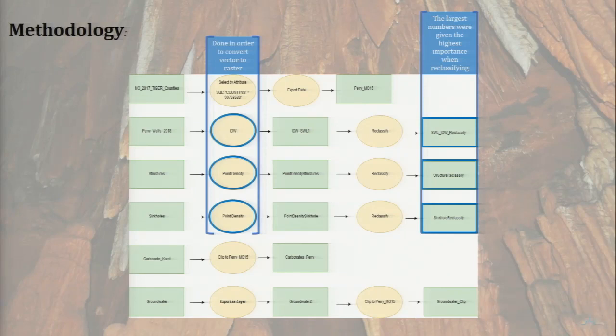When reclassifying them, the largest number for each data set was given the highest importance, because the more structure density there is, I hypothesize the more susceptibility to sinkhole formation. Same with sinkhole density. For static water level, the data was given as the distance between the ground surface and the water level. Therefore, the greater the number, the greater the distance, and the lower the static water level.